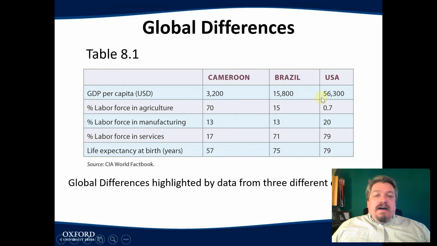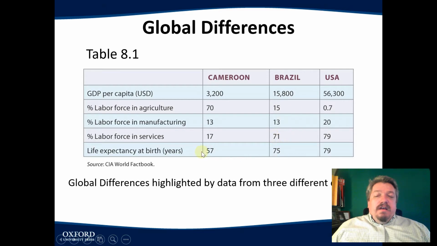So you can see that we are the highest here. We're much higher than Brazil and much higher than Cameroon. And then think about those three sectors of the economy, right? So the first level we talked about, the second level, and the third level, the tertiary, right? And look at Cameroon, 70% of the workforce is involved in agriculture. Only 17% is involved in services. And look at the US, right? Much different. Less than 1% agriculture, almost 80% services. Right? So these are things we've talked about. Brazil's getting closer to us in many ways.